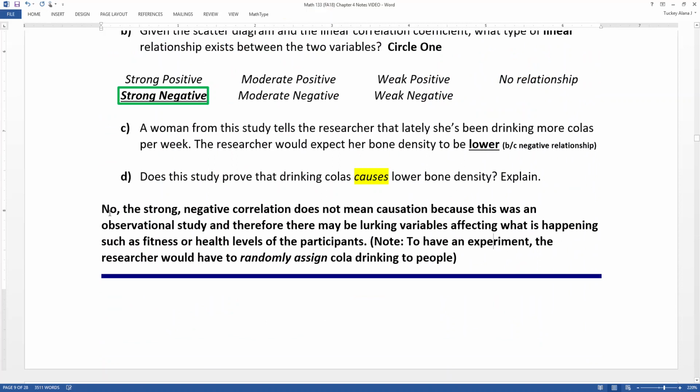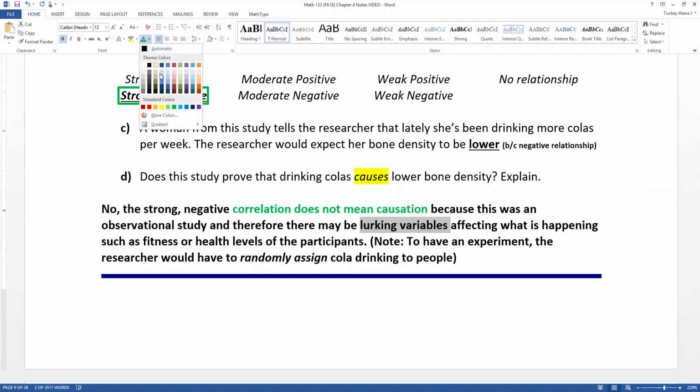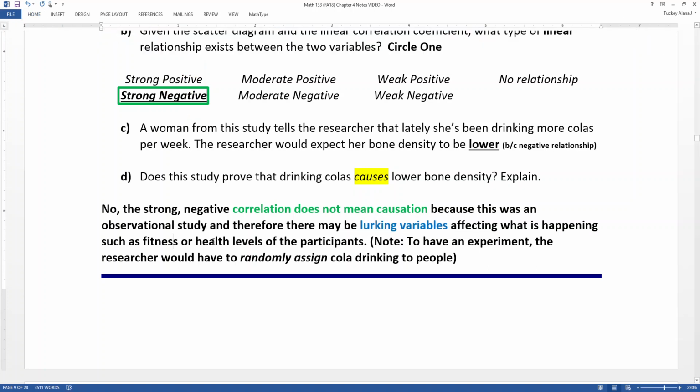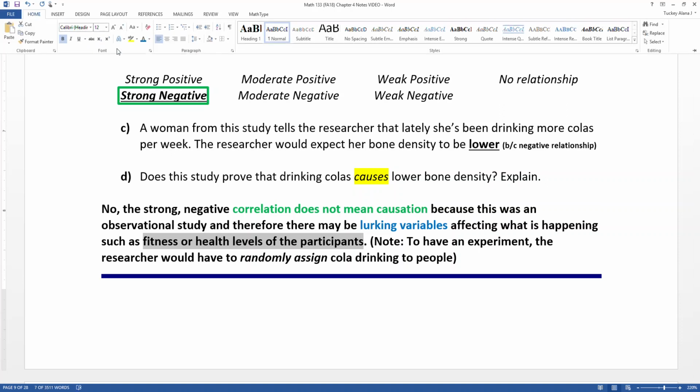Okay, so I typed up what I just said. The strong negative correlation does not mean causation. And I'm going a little bit farther here. This is because this was an observational study, and therefore there may be lurking variables, such as the fitness level of the participants. See, everybody chose to drink colas on their own, and that might affect what's going on, because if they're choosing to drink colas, maybe they have a lower health and fitness level than somebody who would not choose to drink colas, right?